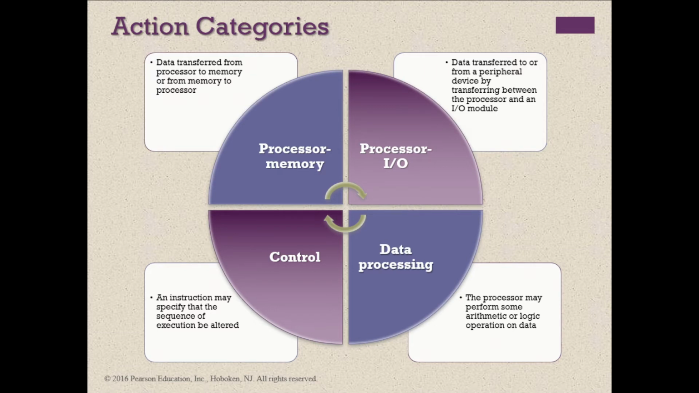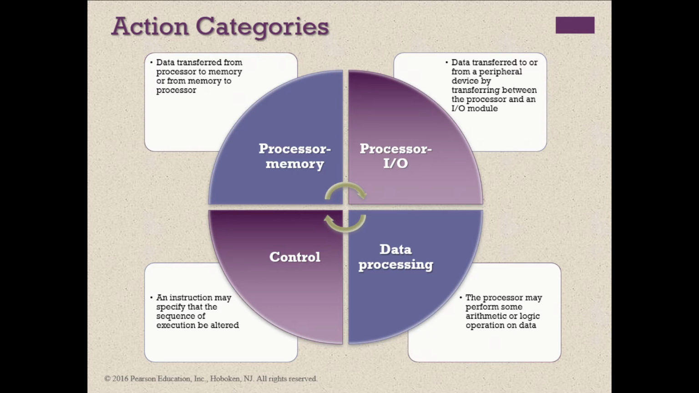First, we have processor-memory. Data may be transferred from processor to memory or from memory to processor. Then we have another one, processor-I/O. Data may be transferred to or from a peripheral device by transferring between the processor and an I/O module. Next we have data processing. The processor may perform some arithmetic or logic operation on data. And the fourth one is control. An instruction may specify that the sequence of execution be altered.